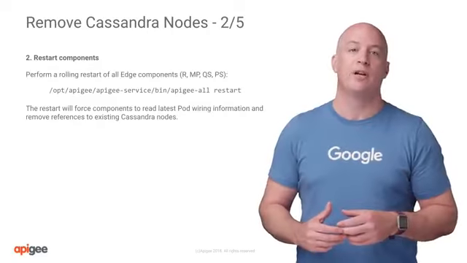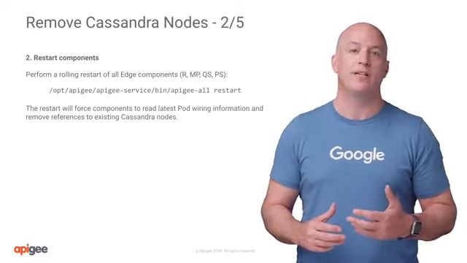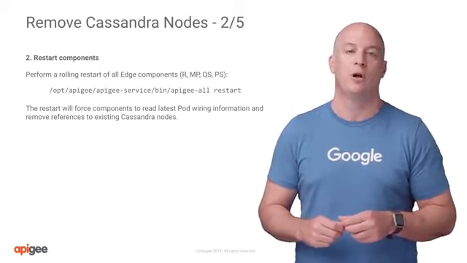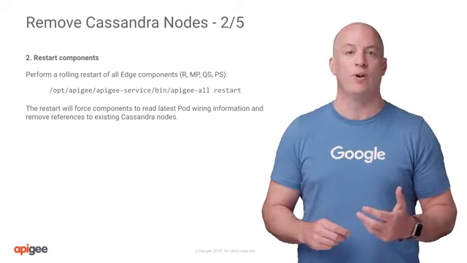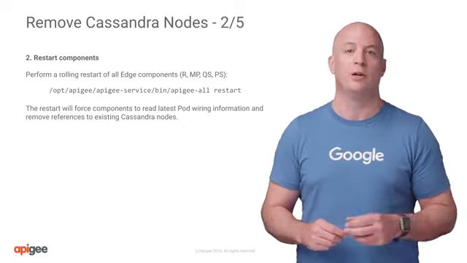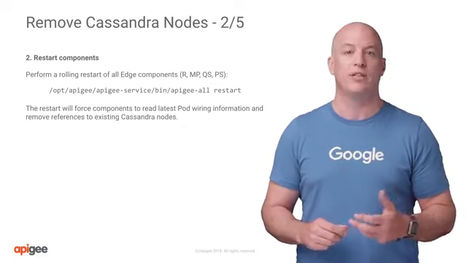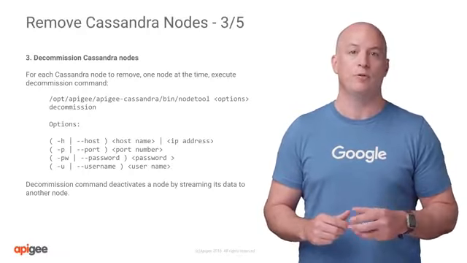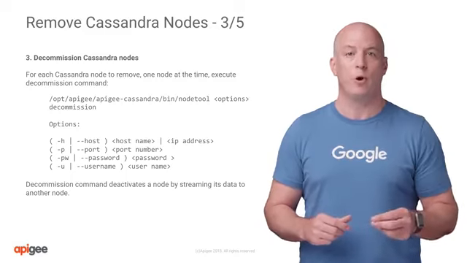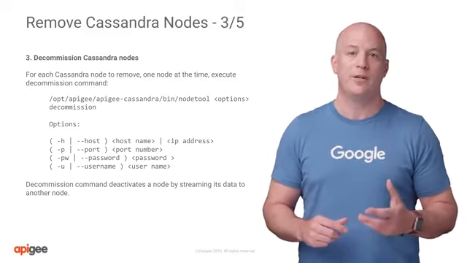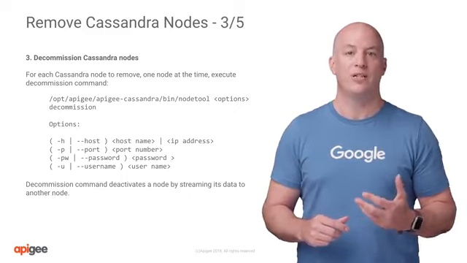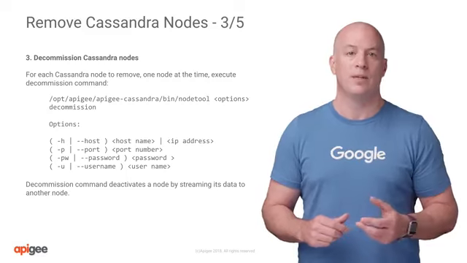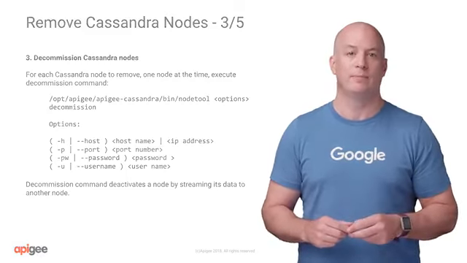Now that the management server has been updated, we perform a rolling restart of all Edge components with the exception of the Cassandra and Zookeeper nodes. The restart forces components to reread the latest pod wiring information and to remove references to the removed Cassandra nodes. Next, we decommission the Cassandra nodes being removed. This process is performed one node at a time. The argument decommission is given to nodetool, which deactivates its node by streaming its data to another node. The data is streamed to the next node in the ring.